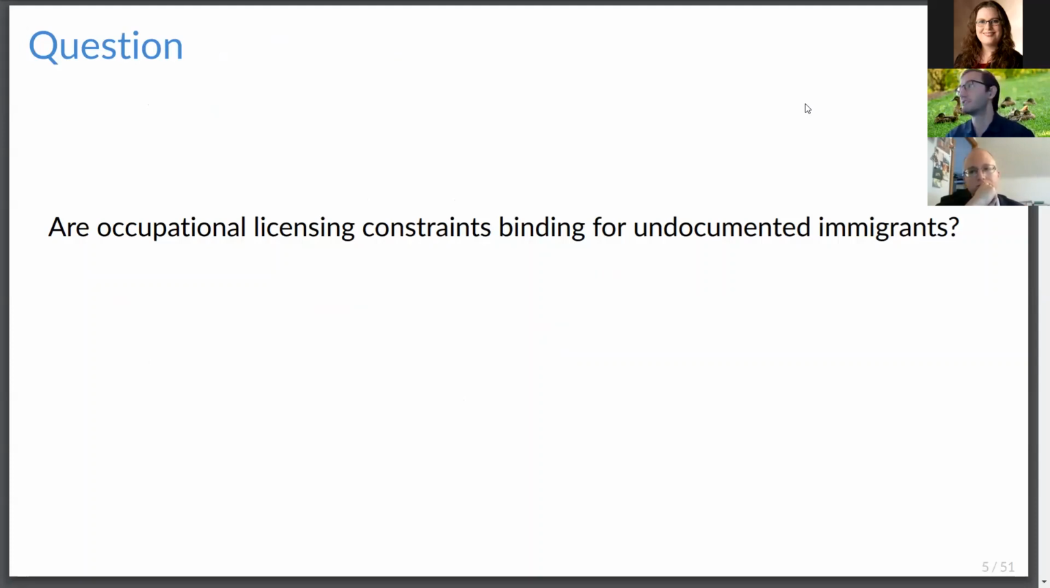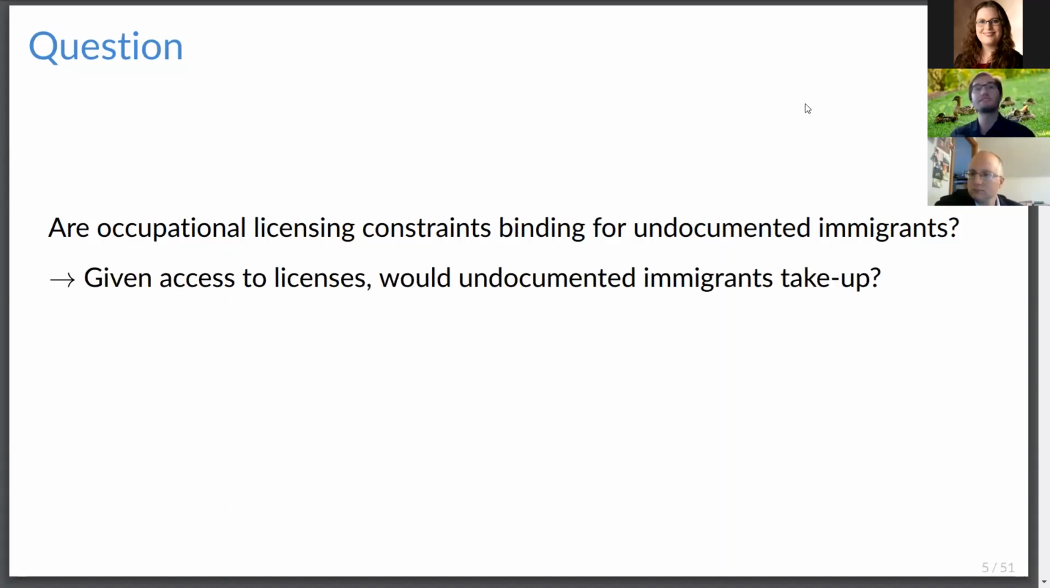Obviously undocumented immigrants face a lot of legal barriers to working in the United States; not having work authorization and not having social security numbers are all very important. But as a point of fact, as I showed on the first slide, about 8 million undocumented immigrants were working in the United States in 2017. So the question then is, if the legal barrier of not having work authorization isn't really binding or doesn't prevent undocumented immigrants from working, do these occupational licensing restrictions prevent undocumented immigrants from working in a given occupation, and do they affect the labor market outcomes of undocumented immigrants that choose to work in those occupations?